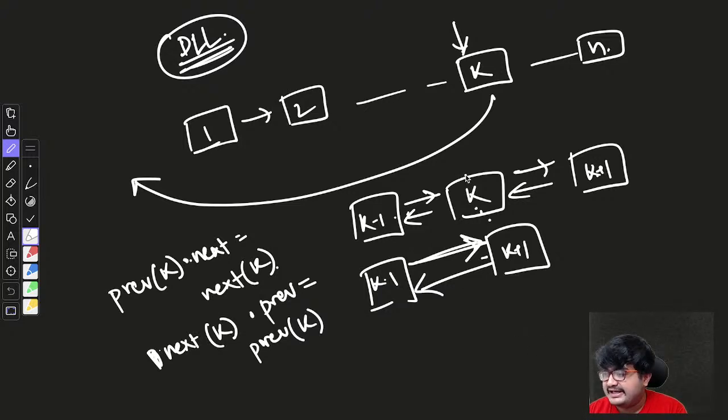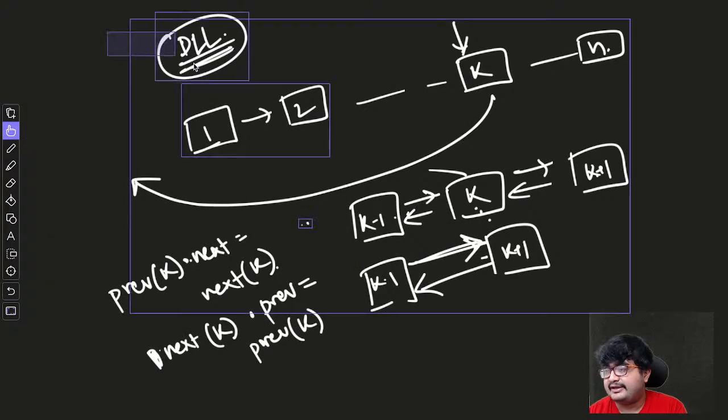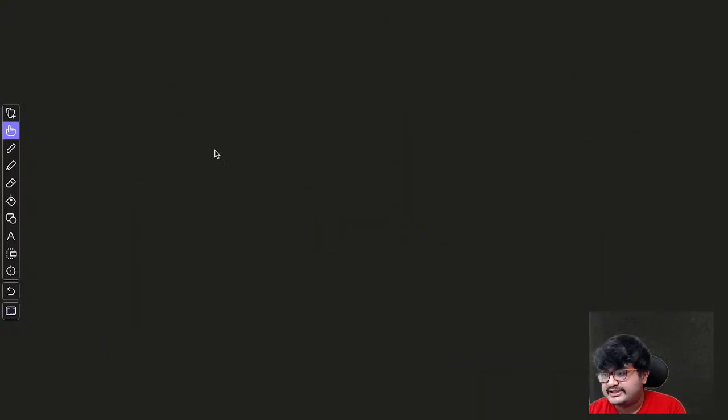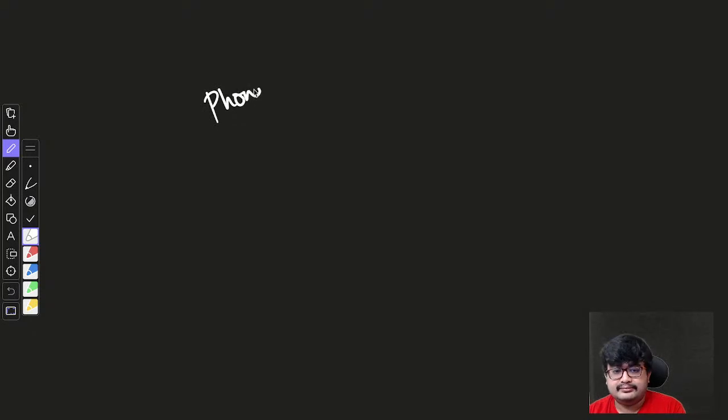And now you can freely move this K to the front, right? So with a doubly linked list, we have this flexibility. Now the only concern for us is, given a phone number, you can always implement a doubly linked list yourself in Java as well.